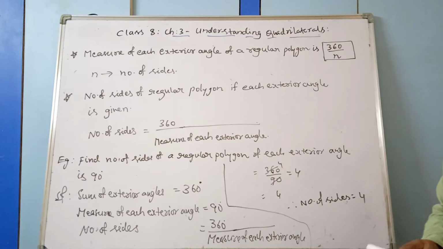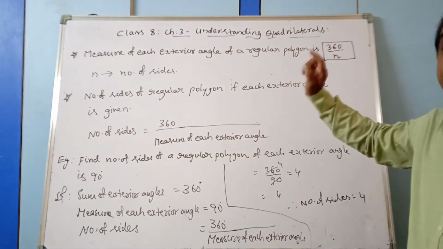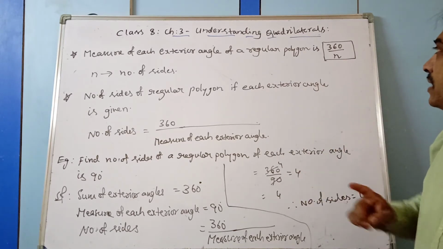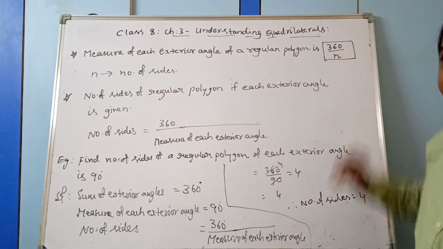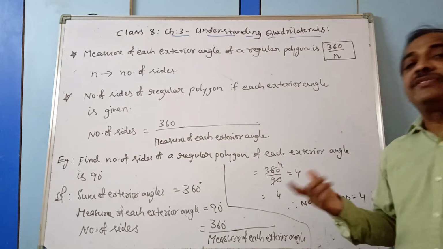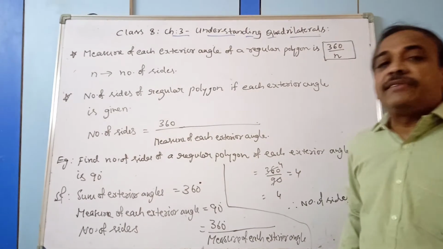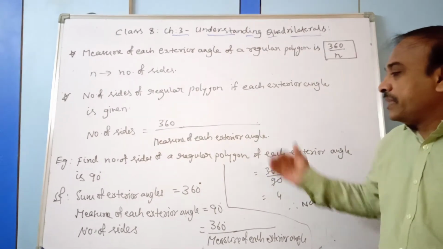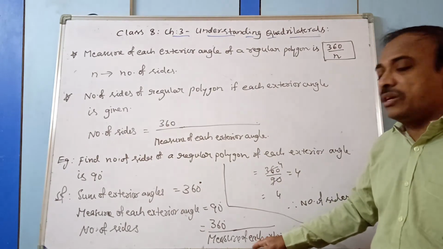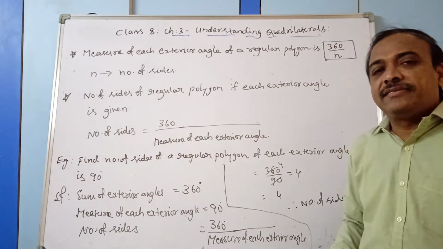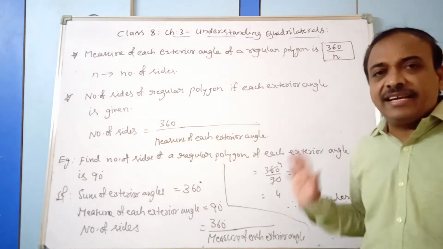So if you want to find out the measure of each exterior angle of a regular polygon, then you have to divide 360 by n. If you want to find out the number of sides of the regular polygon when each exterior angle is given, then you will divide 360 by the measure of each exterior angle, which will give you the number of sides. Is it clear? Right.